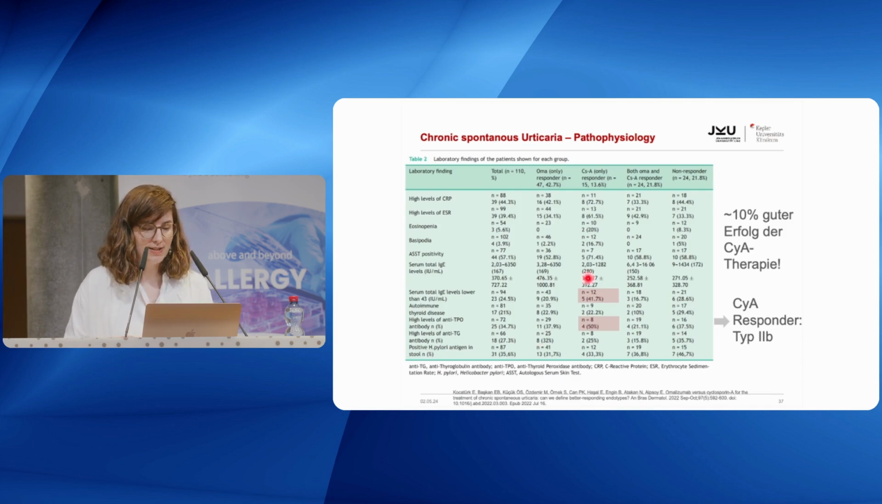On the other hand, these patients with more type 2 features, as I said, low total IgE and higher levels of anti-TPO antibodies, actually responded better to a therapy with cyclosporin A. So if you would know what type of patient you have, you could predict a bit better what therapy he probably will respond to.